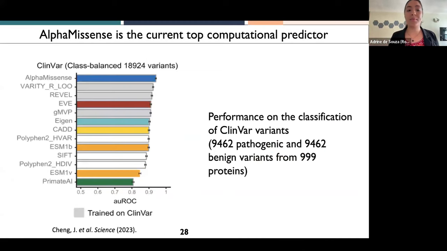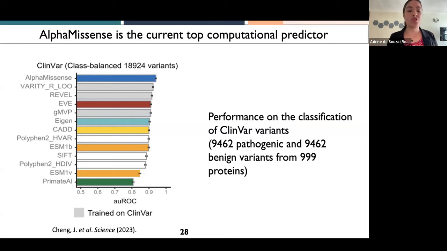And so far, I'm showing here the most up-to-date, top current computational predictor that was just released this month, AlphaMissense. They compare whether, if trained on the ClinVar data sets, it can predict fitness scores or pathogenicity scores for variants. And AlphaMissense showed a very good area under the curve, more than Varity.